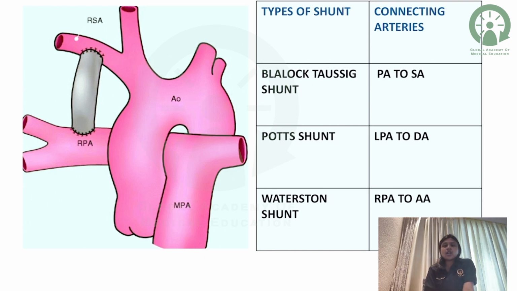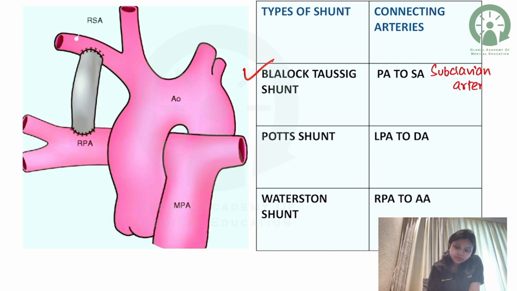What are the types of shunt that are available in case of TOF? First is the Blalock-Taussig shunt, which we call in short form the BT shunt. What you can remember from the BT shunt is that it connects arteries, pulmonary artery to subclavian artery. SA is nothing but subclavian artery. Okay, so what is the modified BT shunt? In the modified BT shunt, we use a Gore-Tex graft.